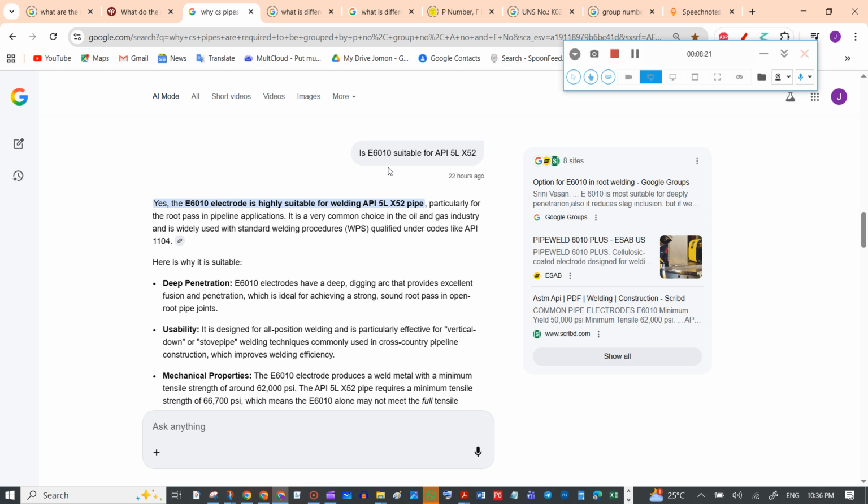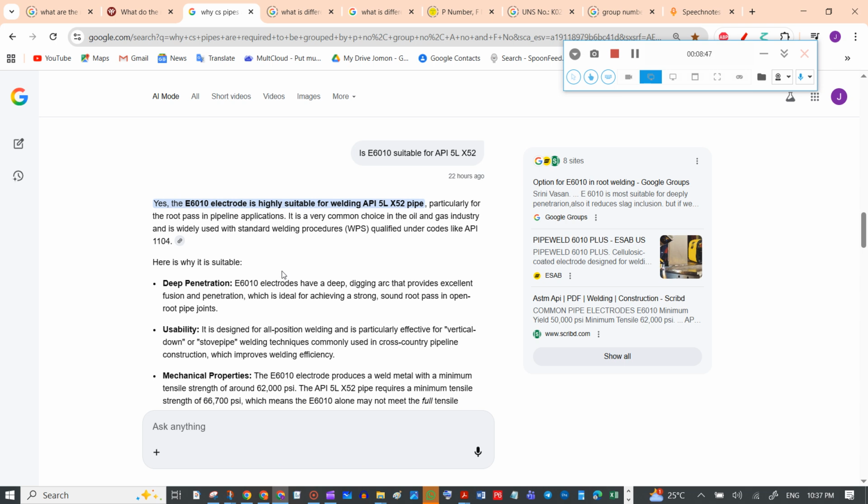So our question was: is E6010 suitable for API 5L X52? It is suitable for API 5L X52, particularly for the root pass in pipeline applications. This is a very common choice in the gas industry and is widely used in standard welding procedures qualified under codes like API 1104.